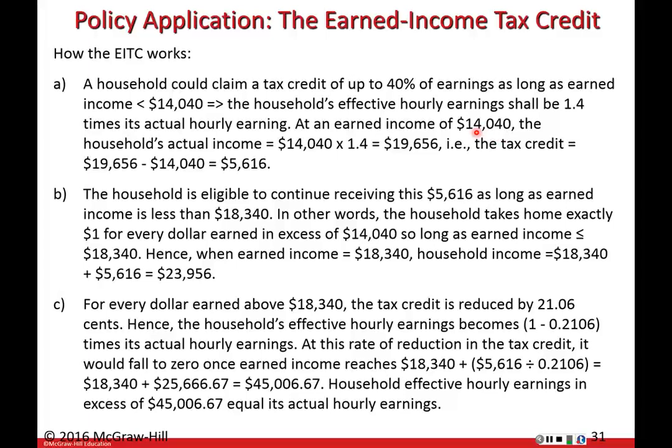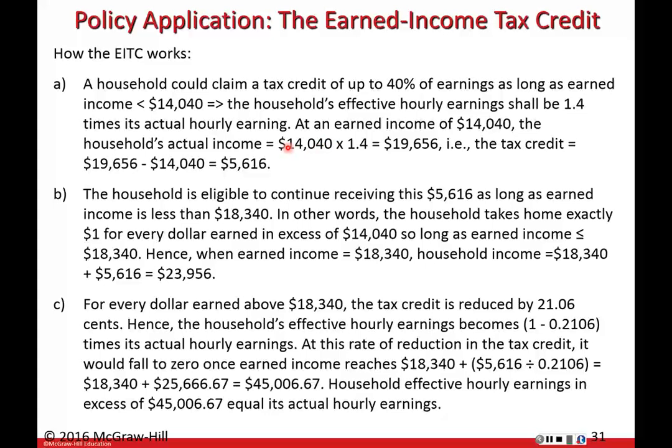So let's say you have a household that hits this max, this 14,040. What is the household's actual income going to be? It's going to be 14,040 raised by 40%. And how do you raise a number by 40%? You multiply it by 1.4, as you may know. How do you raise a number by 20%? Multiply by 1.2. Simple math. How do you reduce something by 20%? Multiply by 0.8, which is 1 minus 0.2. This is math that you may know, but I'm just reminding you.